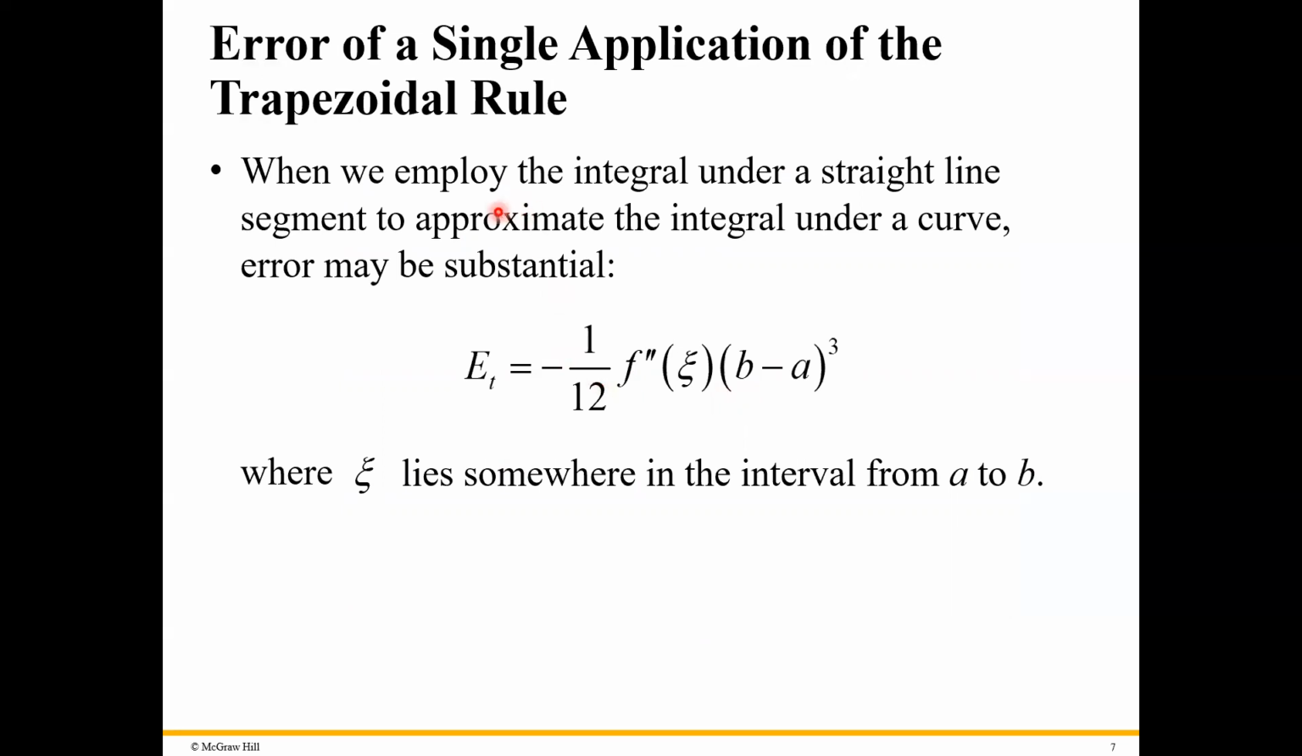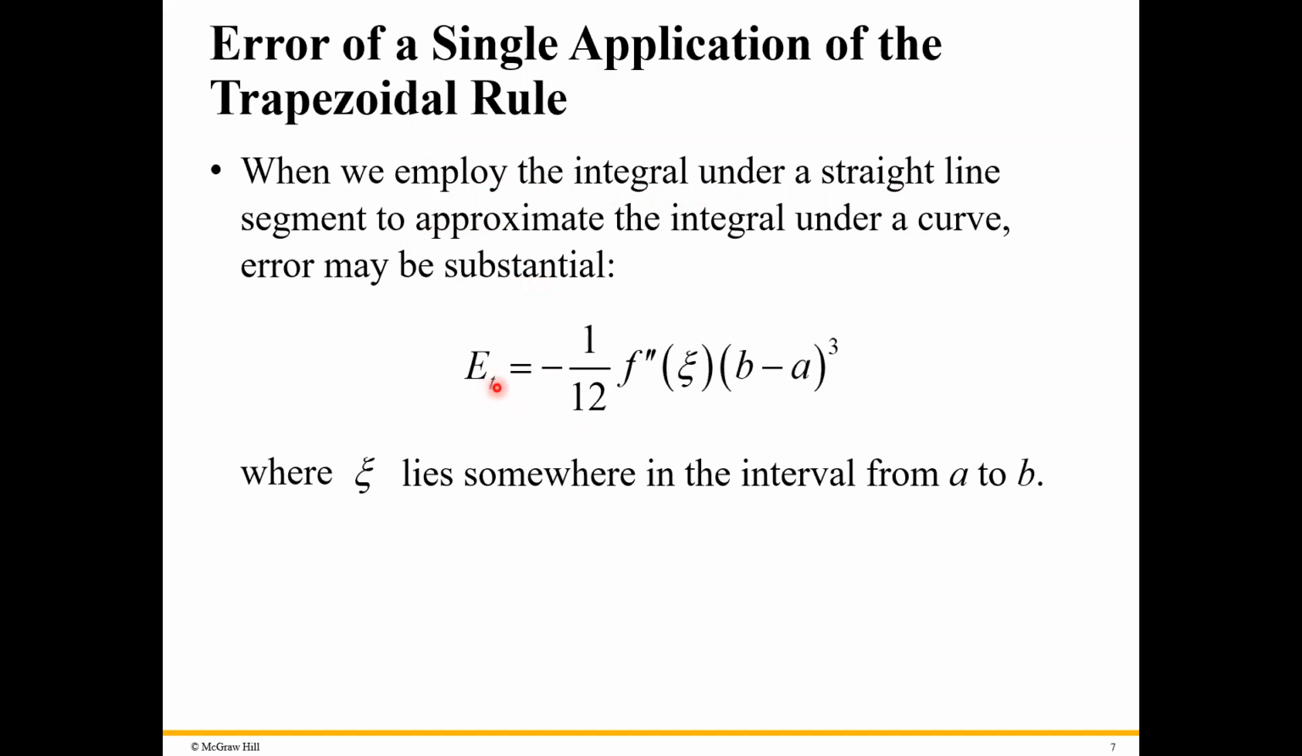We will not go into the derivation of this formula. The approximate error in the trapezoidal rule can be found by this formula. When we apply the integral under a straight line segment to approximate the integral under a curve, such as in the trapezoidal rule, the error may be substantial. And this error is given by this formula.